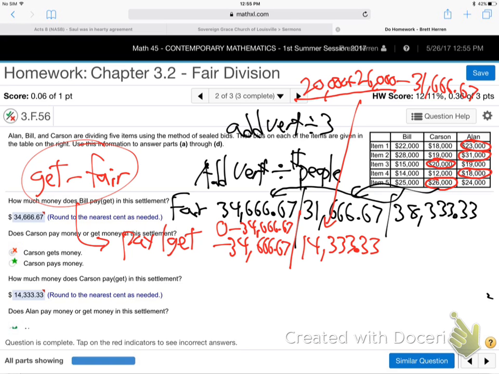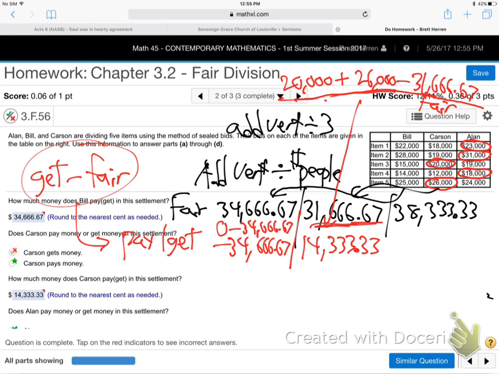So you deduct it from the fair share, correct? You take what they got minus what they wrote for their fair share. Okay, so I added up the two things that Carson got, the $20,000 and the $26,000, and I subtracted his fair share. His fair share is $31,666.67. Is that good?